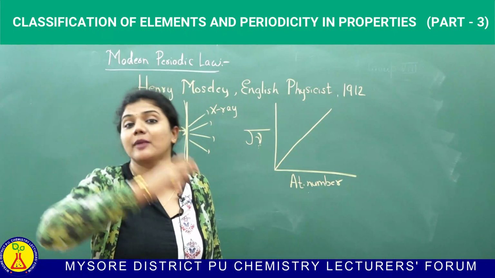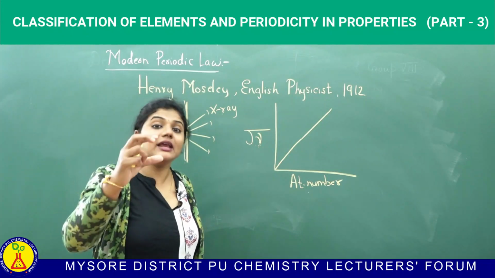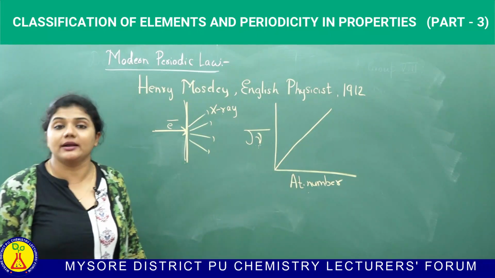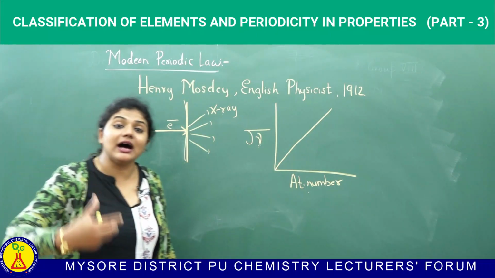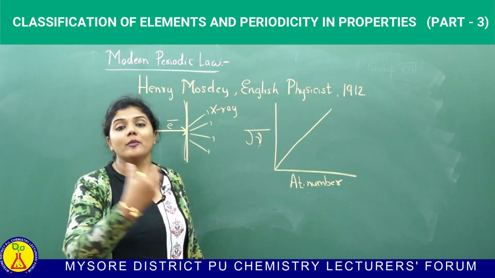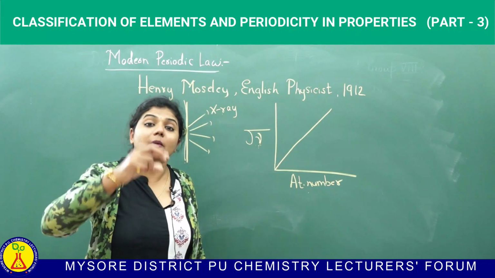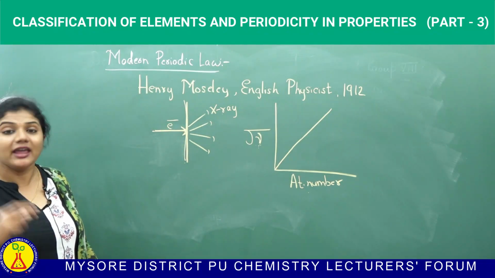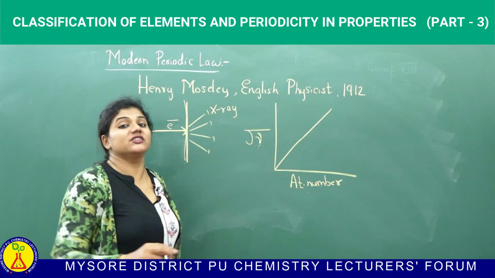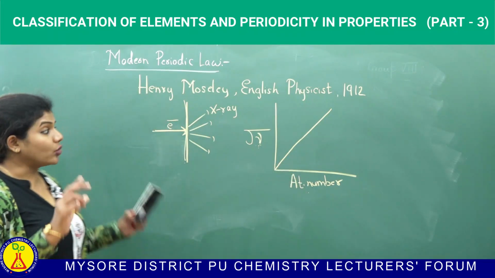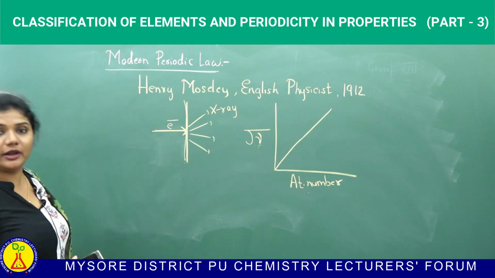Atomic mass is a nuclear property. He just replaced the concept of atomic mass with atomic number. That is, he started arranging the elements in the increasing order of their atomic number. Atomic number became the fundamental property for the classification of the elements. So he gave the modern periodic law.